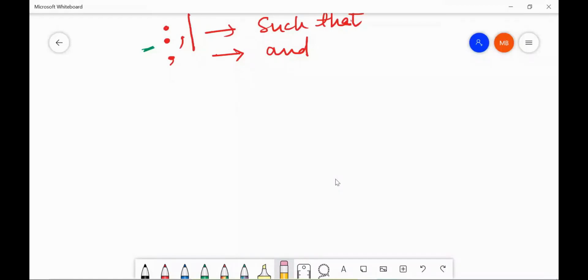Discuss the different ways of representing a set. So to begin with, let us choose a simple set A which has elements 1, 2, 3, 4 and 5. So what are the different ways we can represent this set?